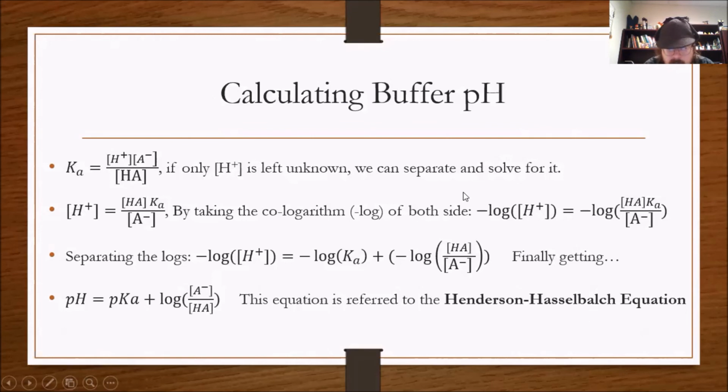And then if you take the negative log of both sides and separate everything, we get pH equals pKa plus log A minus over HA. This is known as the Henderson-Hasselbalch equation. It's basically the equation to easily look at buffers. The pKa is usually known, and the only thing that's going to vary for your equation is how much A minus and how much HA we have. That stuff will be known. If you do that, you can find what is the pH of your buffer.